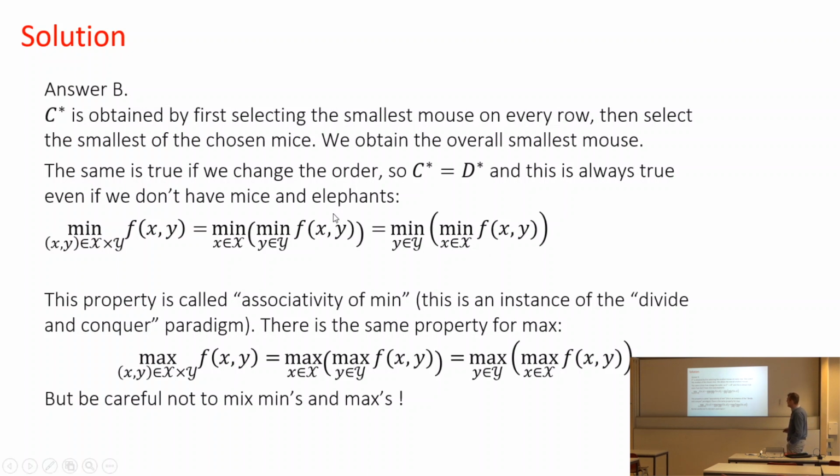So this is what I was expressing here. If we take in this order, it's the same as taking the min over all possible values seen globally here. This is called associativity of minimum. When we take the minimum of something in a big collection, we can group it as we want in the order. The same is true for max, but as we've seen, not if we combine min and max in the same expression.